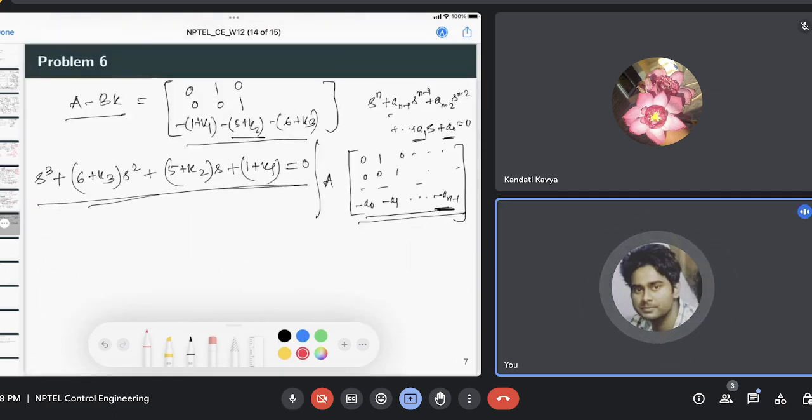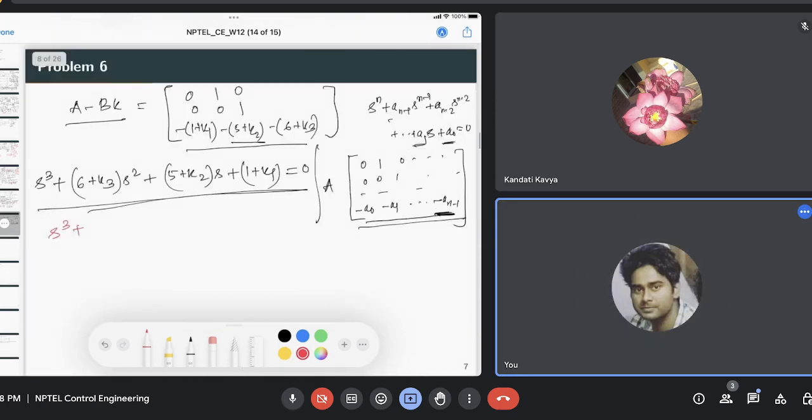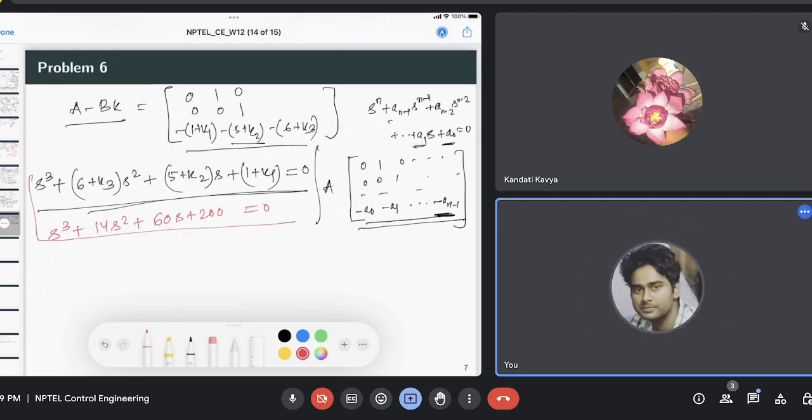So the desired one is what? s³ plus 14s² plus 60s plus 200. We want exactly these two to match, so we just compare the coefficients. So k1 will be what? 1 plus k1 will be equal to 200, so k1 equals 199.